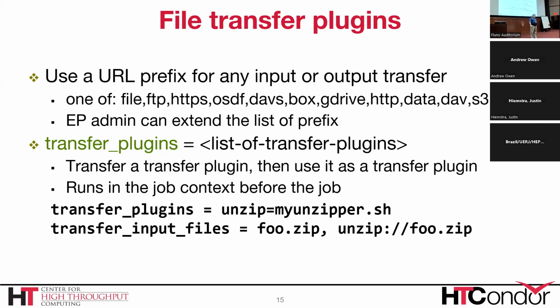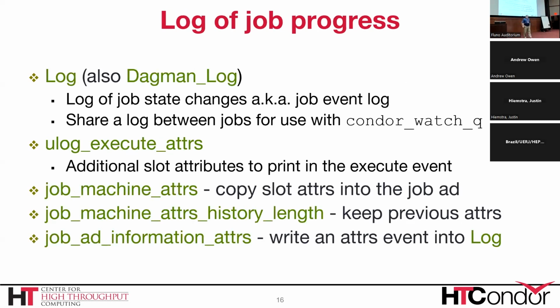And you can do some really scary things with that. Logging is something you probably want to do, especially if you use Condor Watch Queue. This is how Condor Watch Queue works, it looks at the log. There are actually two logs, potentially, destination in every job. There's log and dagman log, because dagman wants its own and doesn't want to interfere with whatever the user wants as the job log.